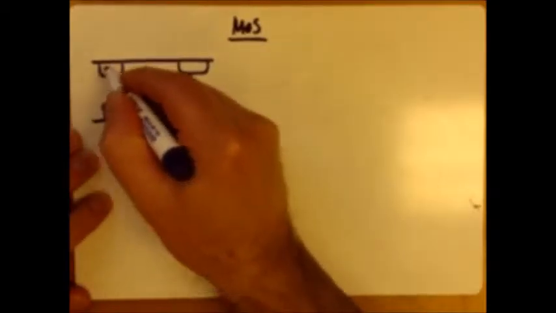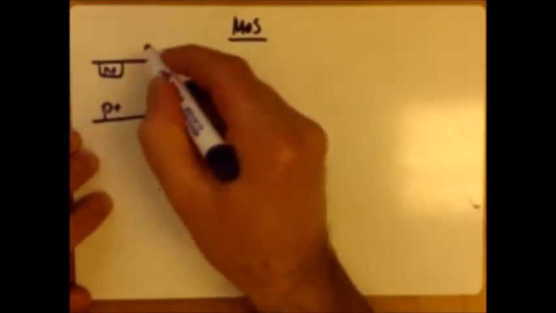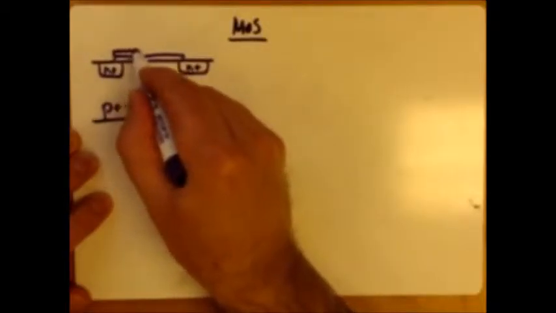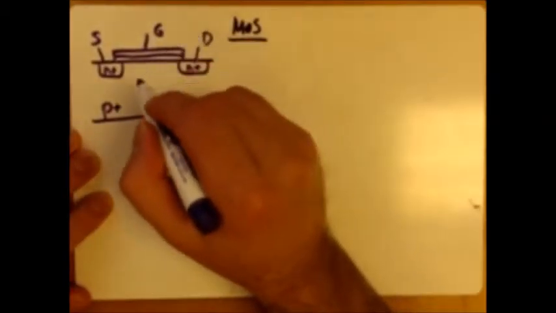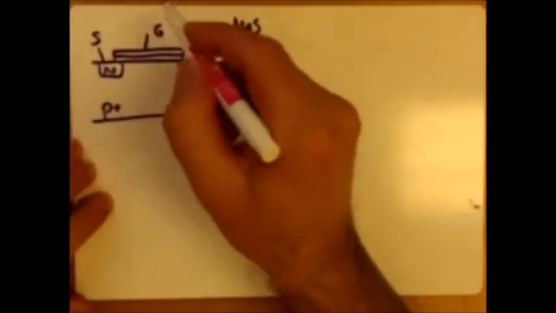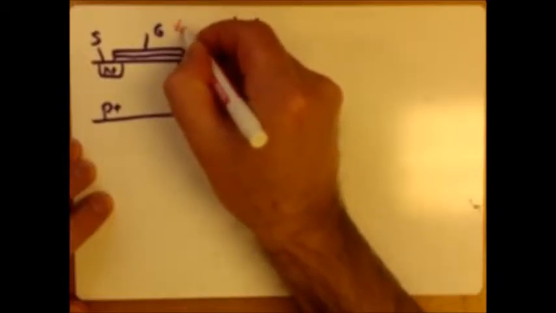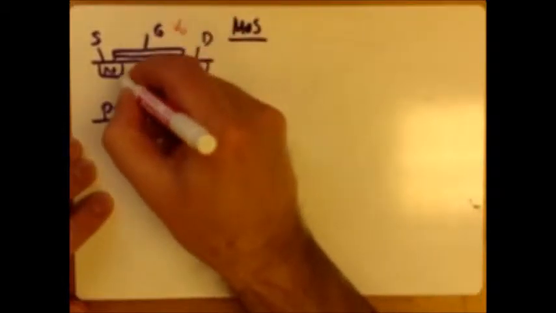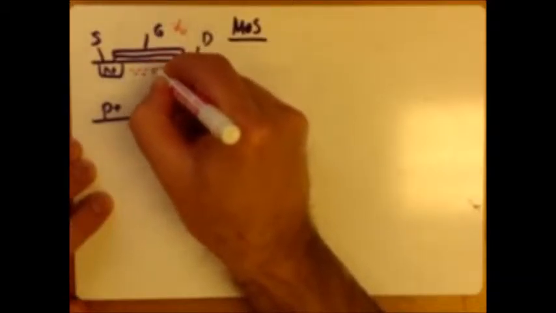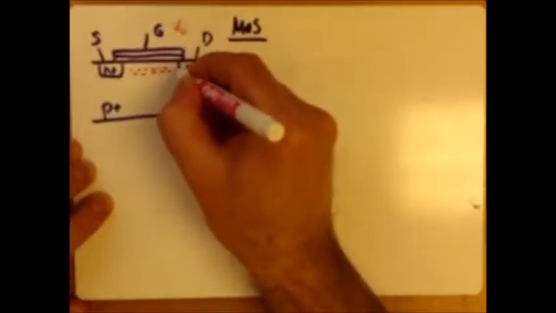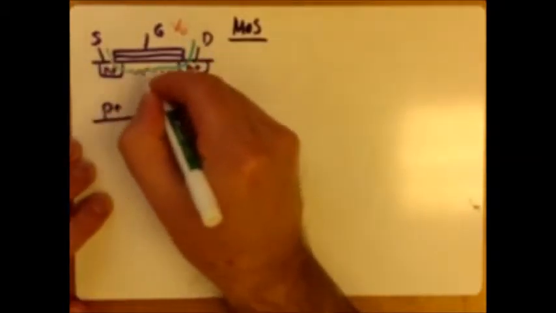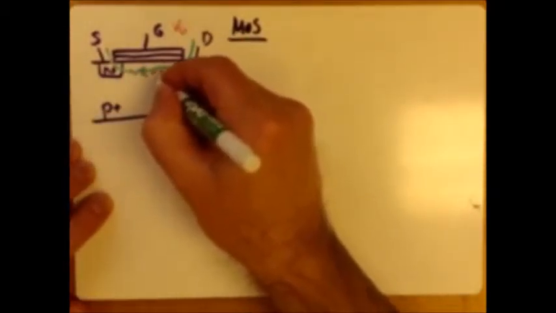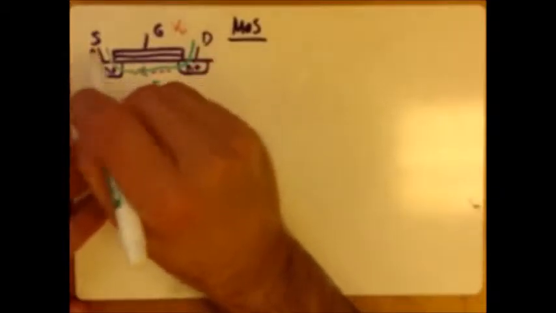It's a P substrate, and you have N-type wells, and on an oxide layer you have your gate, source and drain. So what happens here is that when you apply a voltage to the gate, you attract the electrons here and create an inversion layer, and you have a current. Basically, you create a bridge here, or we call it a channel, and you can now conduct the current from here to there.